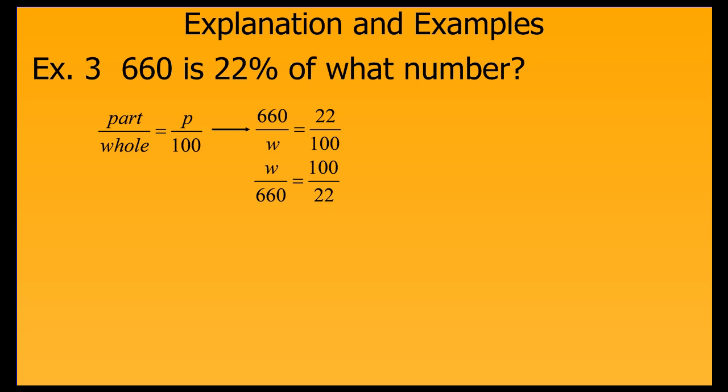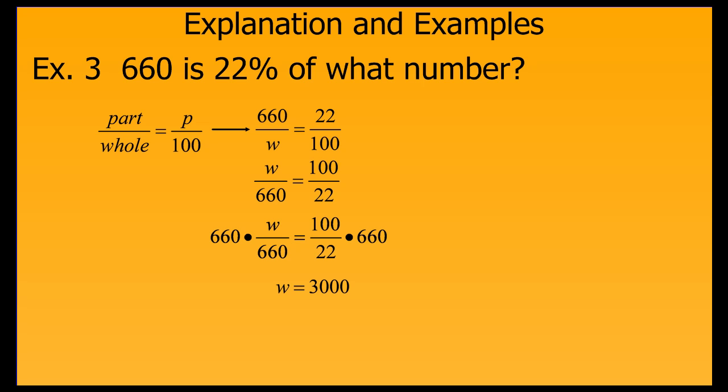So we can take what we already know about fractions to write an equivalent proportion. We know that if any two fractions are equal, then their reciprocals are also equal. So we take the reciprocal of both sides, flip them, and write an equivalent proportion: w over 660 equals 100 over 22. Now, we know how to solve this proportion. Since w is divided by 660, we do the inverse, or opposite, and multiply by 660. That gives us an answer of 3,000. Does that seem reasonable? Yes, it does. 10% of 3,000 would be 300, so 20% would be 600.